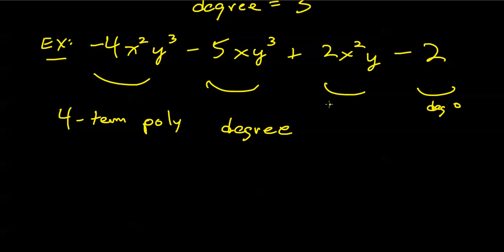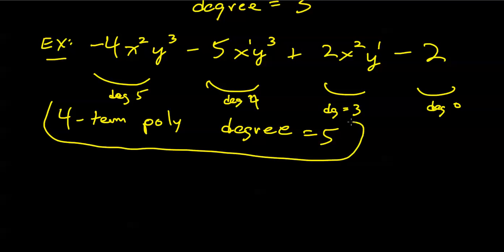This monomial has degree equal to 3, of course. Don't forget about that invisible or implied exponent. This monomial has degree 4. Oops, almost wrote 3. Don't forget about that exponent. And this term has degree 5. So we say it's a 4-term polynomial of degree equals 5. Remember, the degree of a polynomial is the highest degree monomial that it contains. Alright, so we've defined monomials, binomials, trinomials, and learned how to classify them.